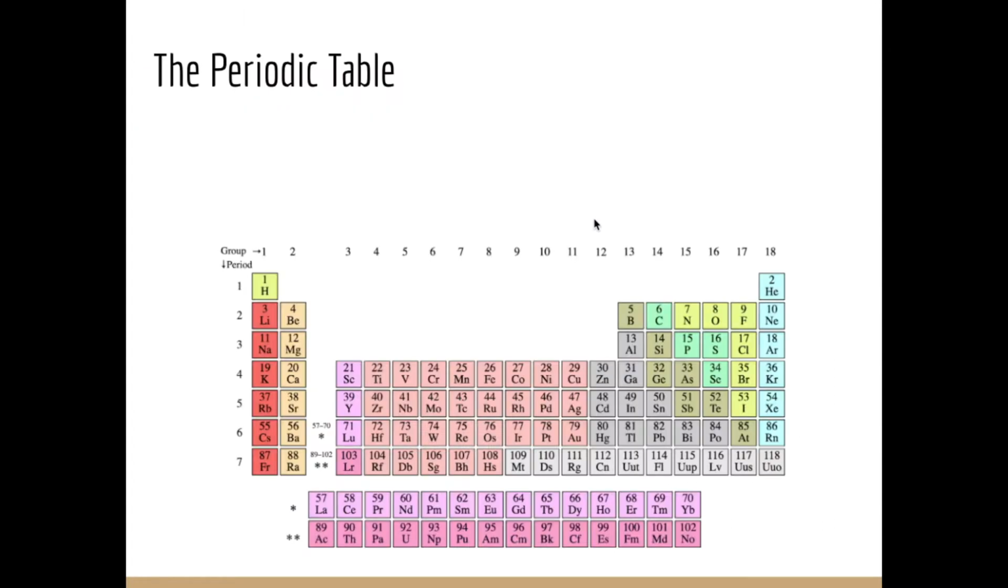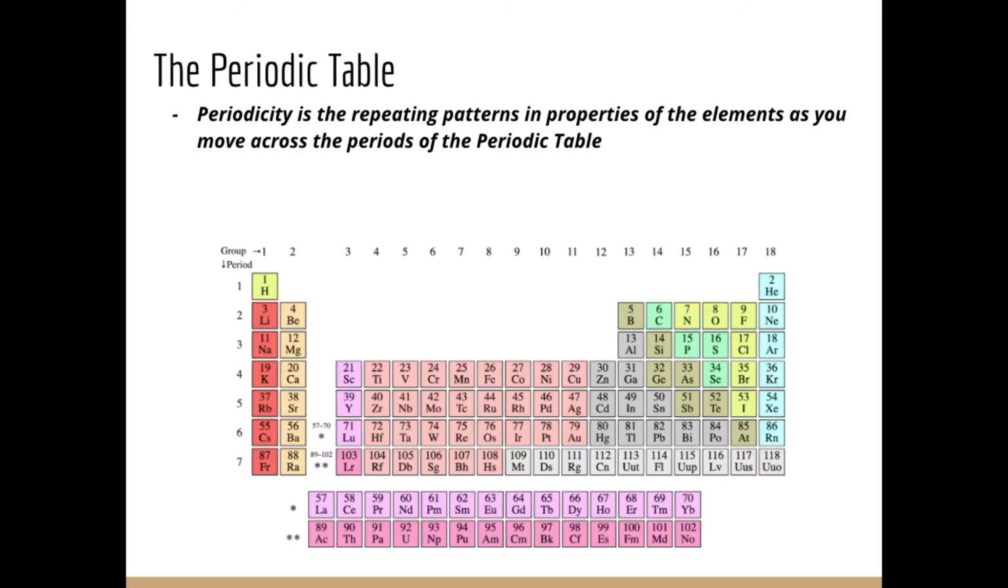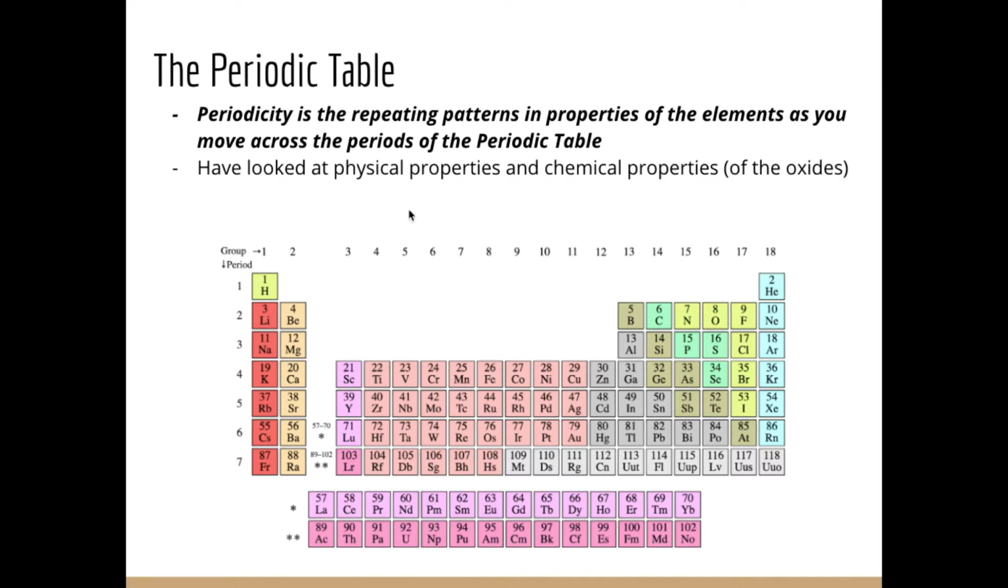So we've been looking at this concept of periodicity, which, to remind you, is just the fact that there are certain patterns that you see across the periodic table. These are both in the physical properties and the chemical properties of the elements and their subsequent compounds. We define it as the repeating patterns and properties of the elements as you move across the periods of the periodic table. We looked at the physical properties in the first lesson, and then last lesson we looked at the chemical properties of the oxides. This lesson is focusing on the periodicity of the period 3 chlorides.